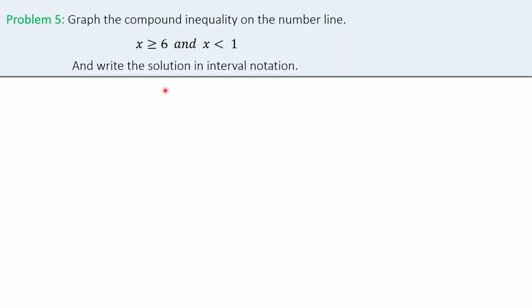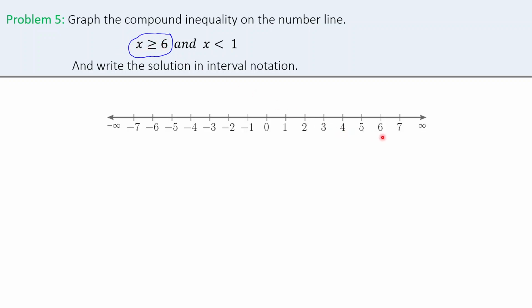Next, we are going to draw the graph of this compound inequality. First, to draw the graph of this inequality, go to 6. There is an equal sign, so put a filled circle. There is greater than, so draw a line all the way to positive infinity.